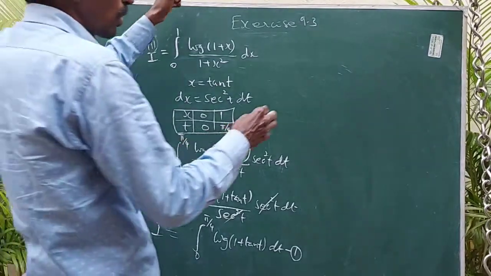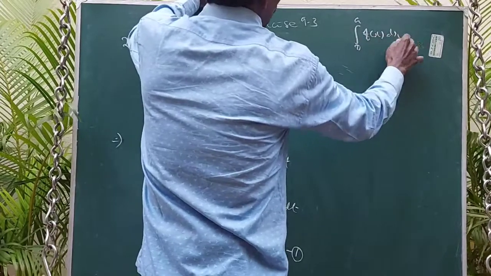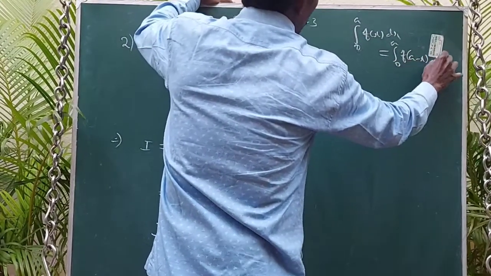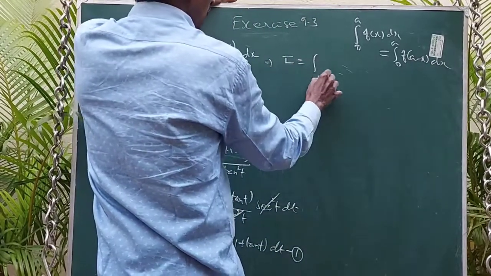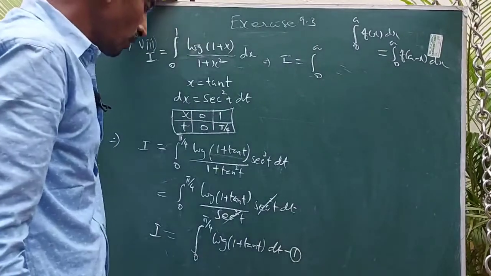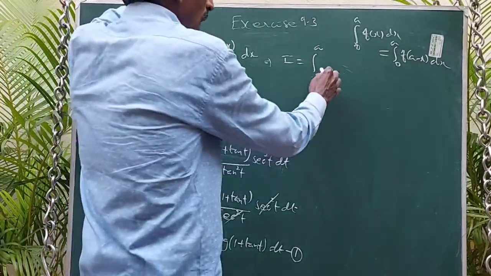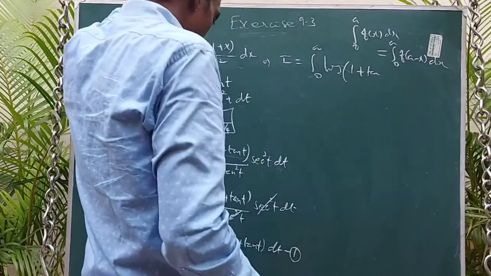Again we have the property: integral 0 to a f of x dx equals integral 0 to a f of a minus x dx. We are going to use this property, which implies I equals integral 0 to a, using this property, a minus x, so log of 1 plus tan here.